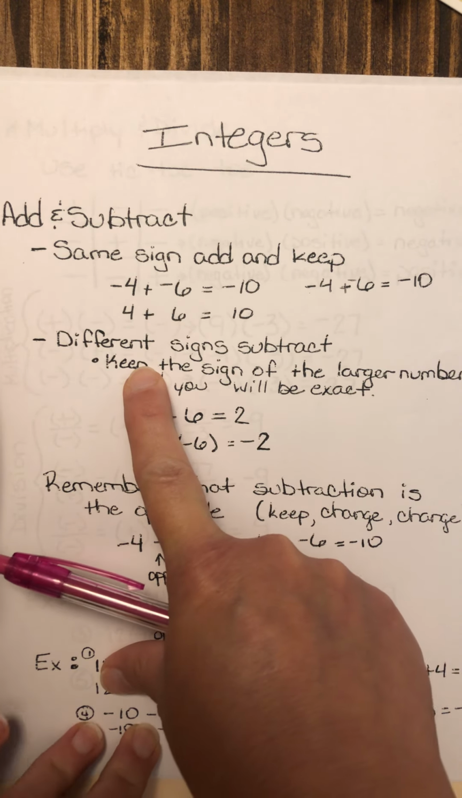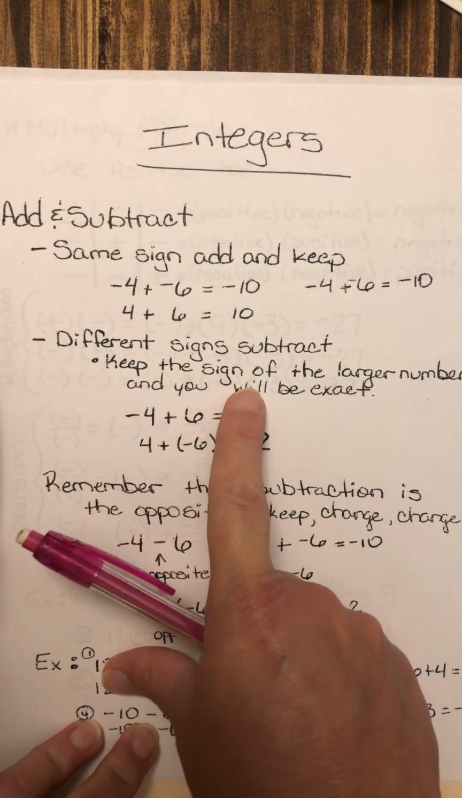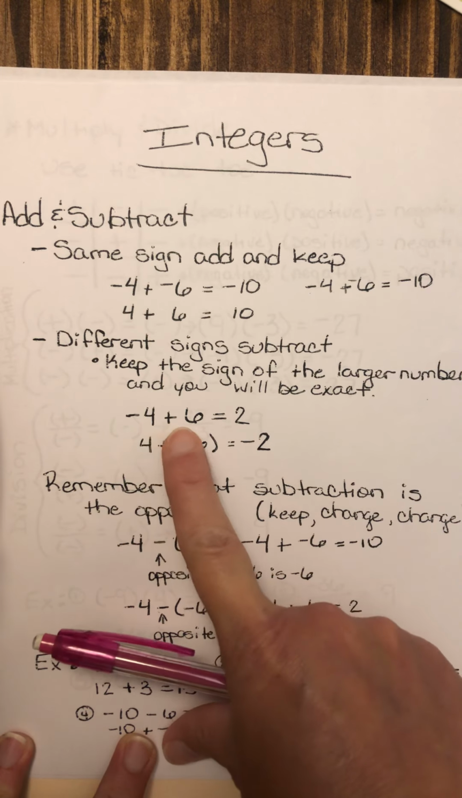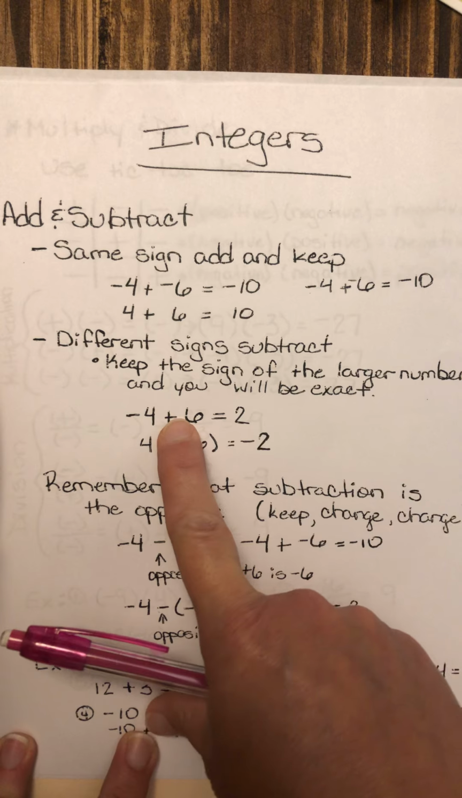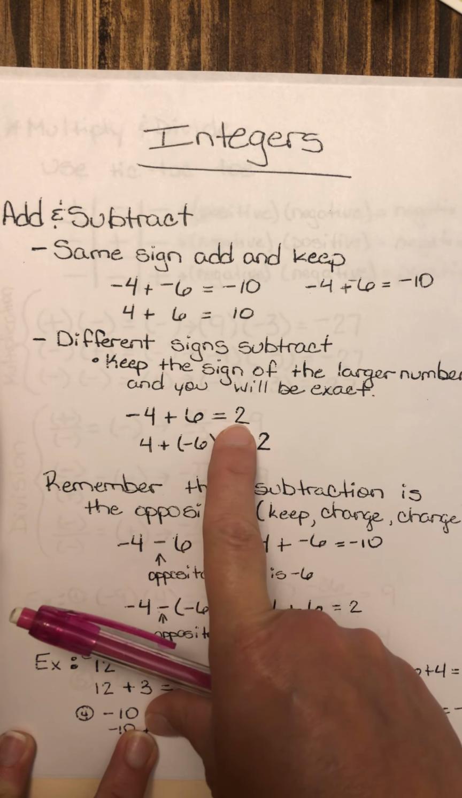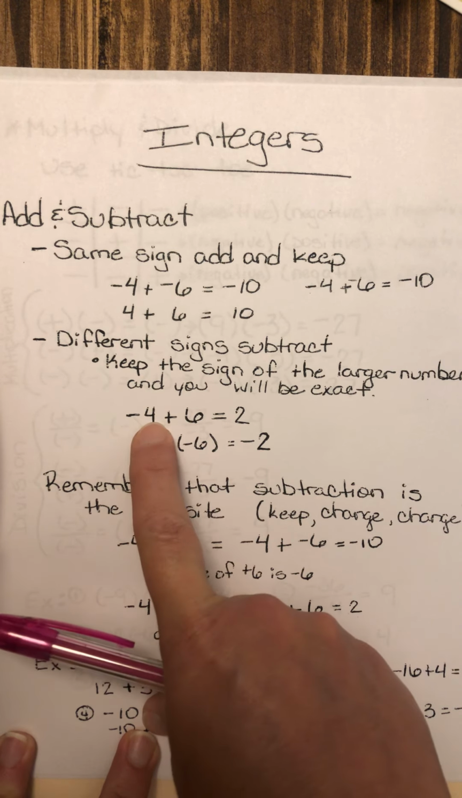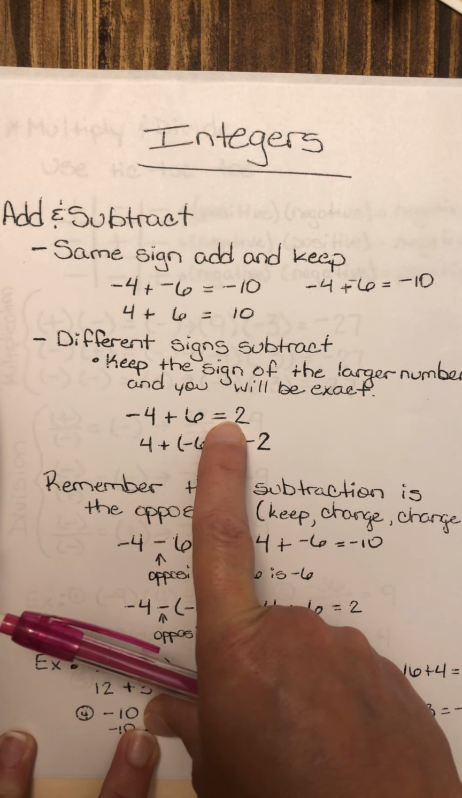When I have different signs, you're going to subtract. You keep the sign of the larger number. -4 plus 6. I have a negative and a positive. They're different signs, so I subtract. 6 minus 4 gives me 2. And I keep the sign of the larger number. 6 is larger than 4. 6 is positive, so my answer is positive 2.